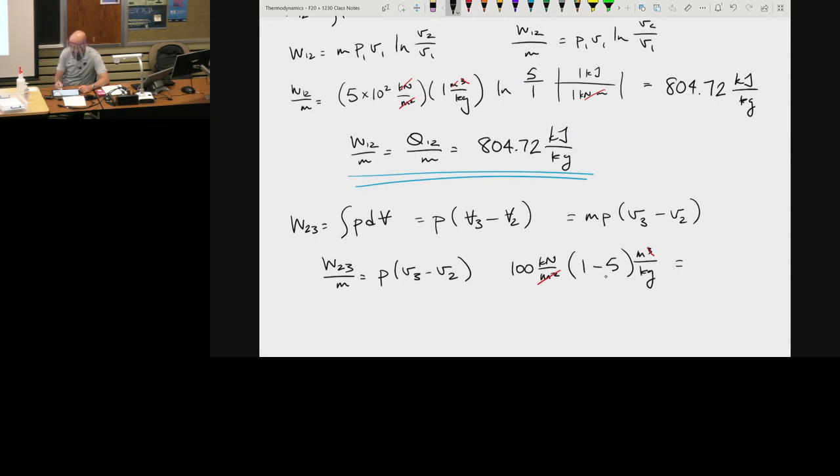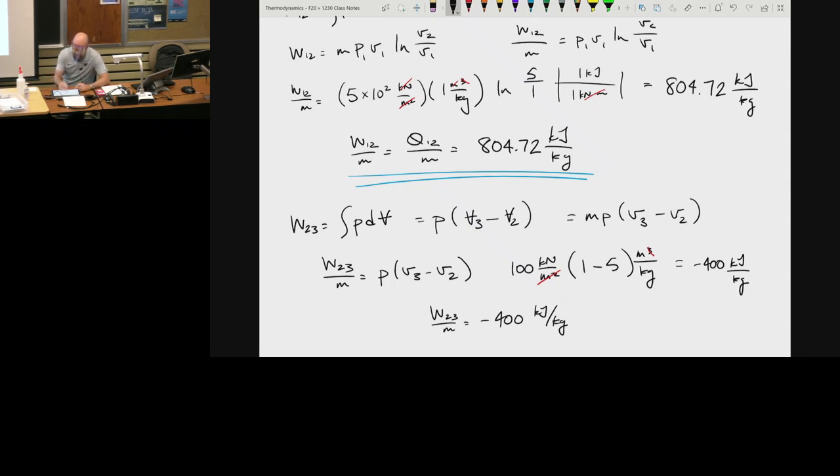And this is pretty easy here. 1 minus 5 is negative 4. Negative 4 times 100 is going to be negative 400 kilojoules per kilogram. Okay, so I know that my work 2,3 over mass is equal to negative 400 kilojoules per kilogram. And that makes sense. It's negative.